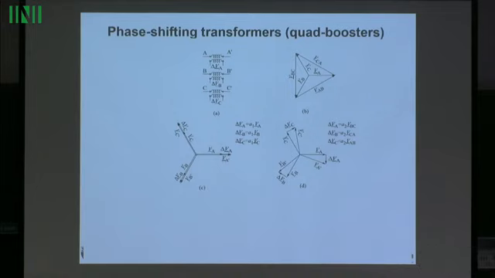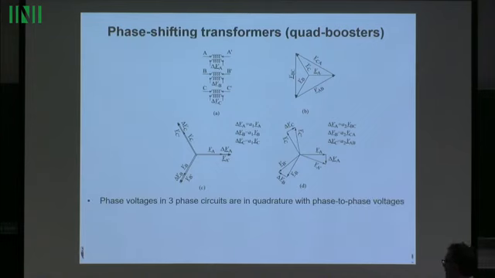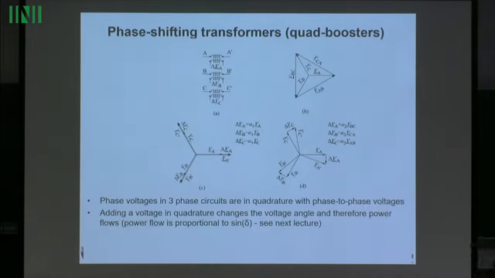So these are phase shifting transformers, because this is the original voltage, and if you add a voltage which is in quadrature, you change the phase angle. Adding a voltage in quadrature changes the voltage angle and therefore the power flow. A few slides later, you will see that the power flow is proportional to the sine of the angle between the voltages. So by changing the nodal voltage angle, you change the power flow to some extent. This is the principle of those phase shifting transformers.